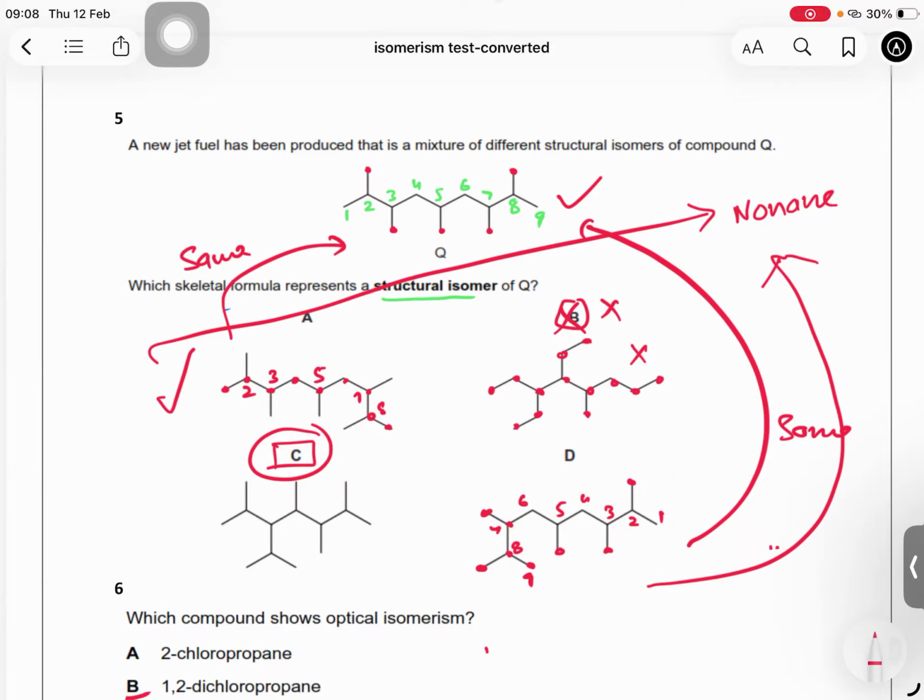So the option left was C, which has the same number of carbon and hydrogen, but a different structure. So that's why the answer is C, that has an isomer.